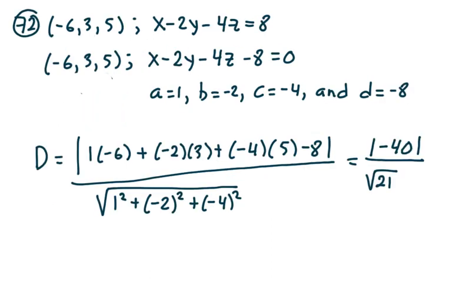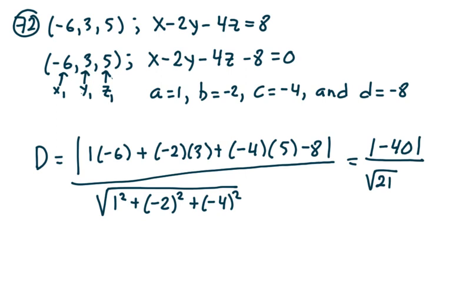If we take a look at problem 72, the point is (-6, 3, 5), and the plane is x - 2y - 4z = 8. Of course, I have to subtract 8 on both sides. So this problem translates into the following. The point is (-6, 3, 5), and the plane is x - 2y - 4z - 8 = 0. So in this question, x1 is -6, y1 is 3, z1 is 5.